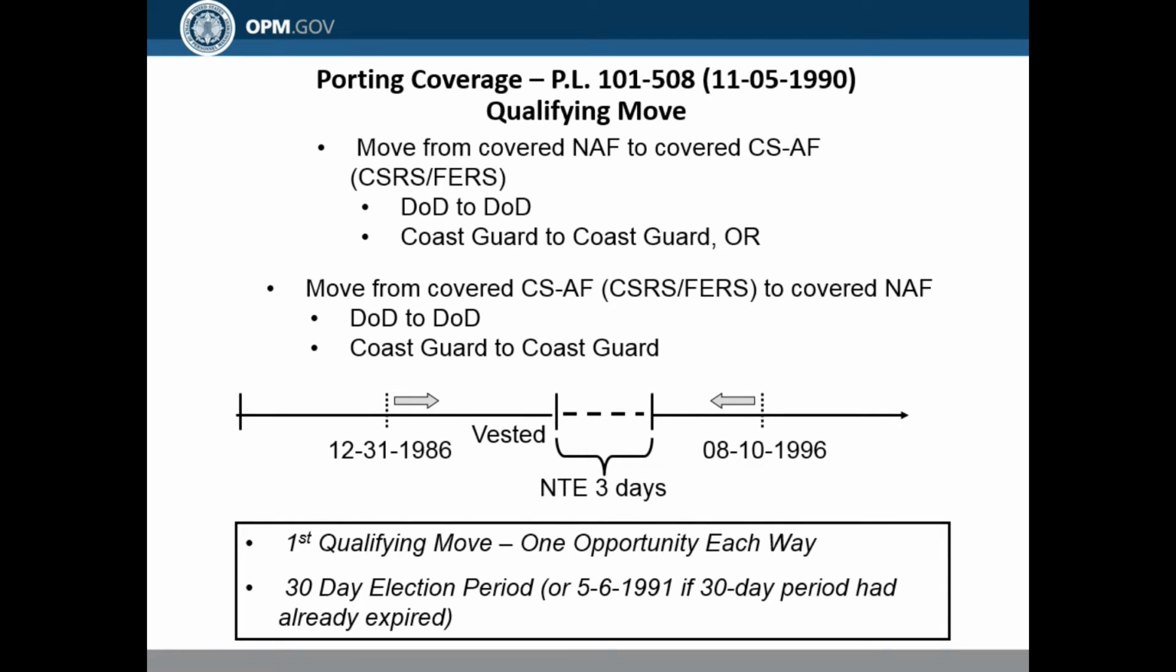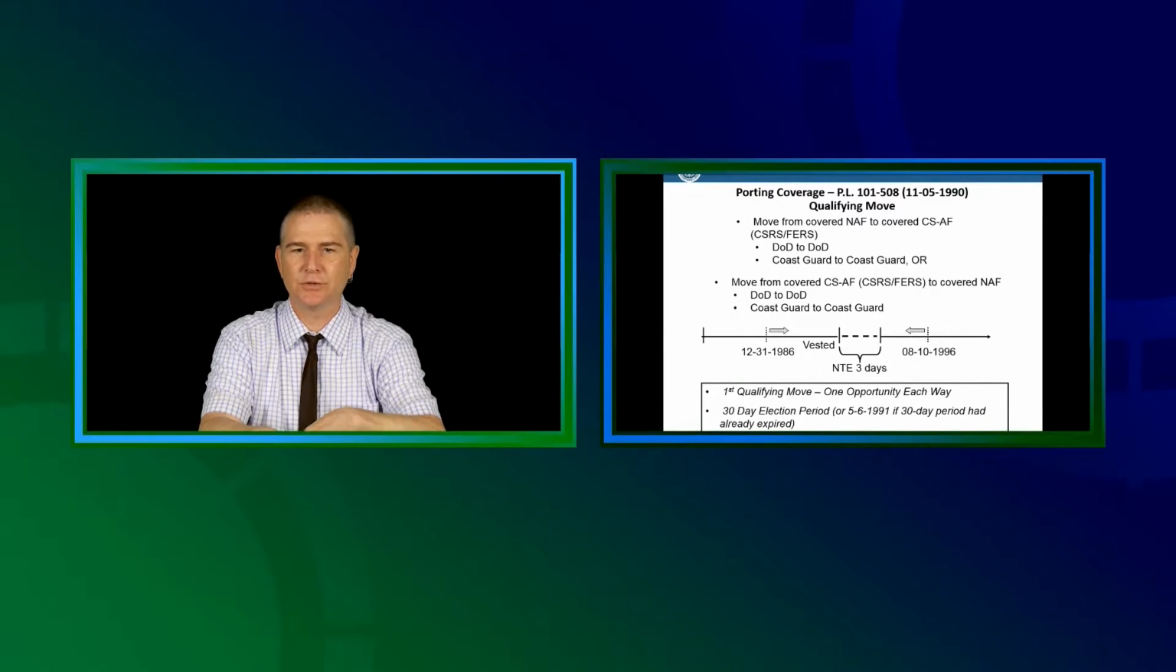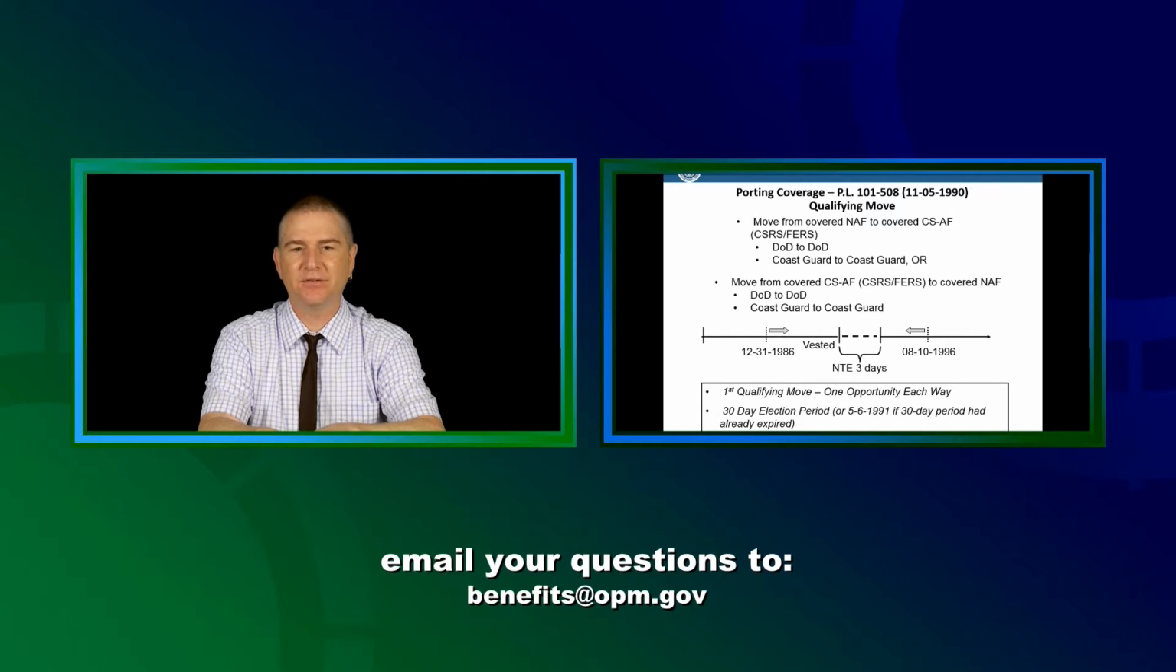Normally, say you started out in a NAF position, you're moving to an appropriated fund position, which normally would be covered by CSRS or FERS. You can retain the NAF coverage if you moved from a position within DoD to another position within DoD, or a position within the Coast Guard to another position within the Coast Guard.